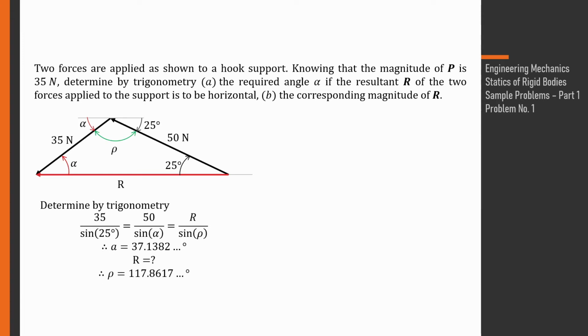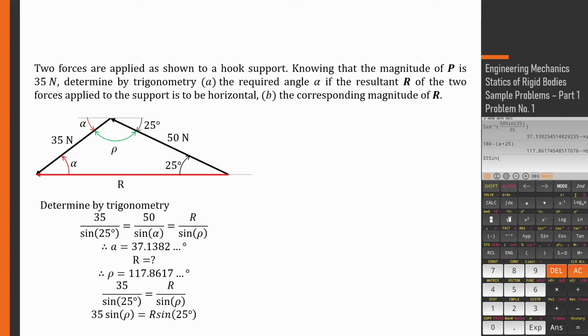For the resultant R, this is the relationship: 35 over sine 25 degrees is equal to R, the magnitude of the resultant, over sine ρ. Multiply both sides by sine 25 degrees and sine ρ. So 35 sine ρ, which is stored at B, over sine 25 degrees. Therefore, the magnitude of the resultant R is equal to 73.2167 and so on newtons.